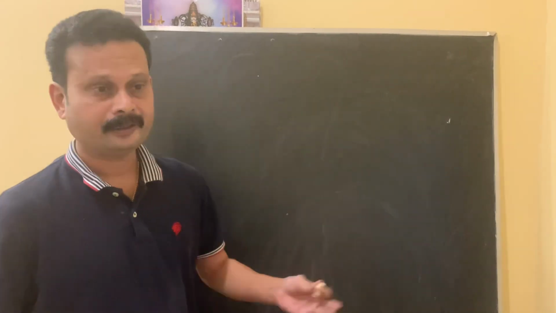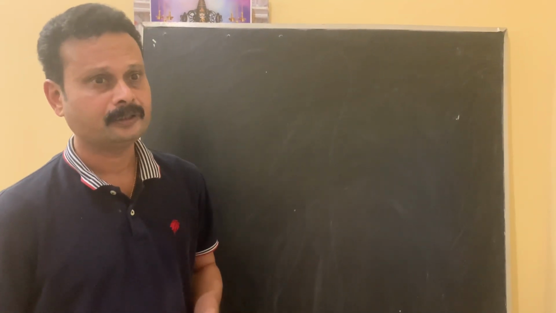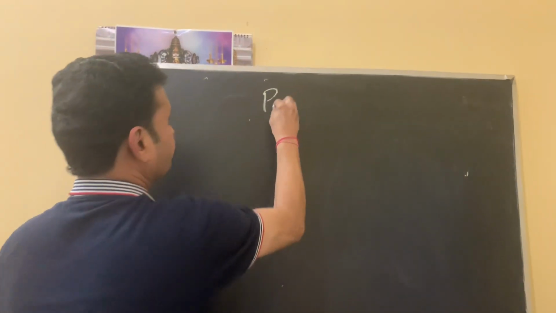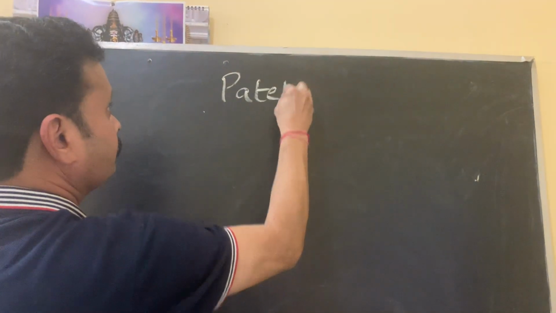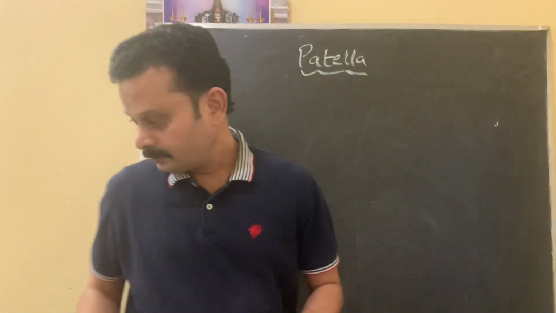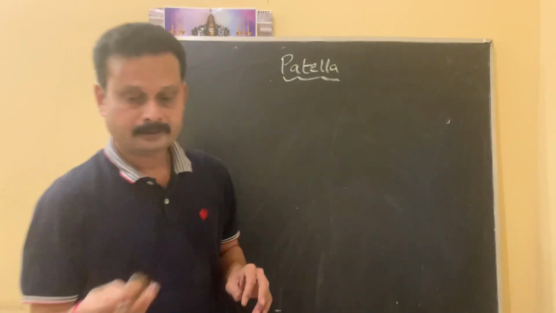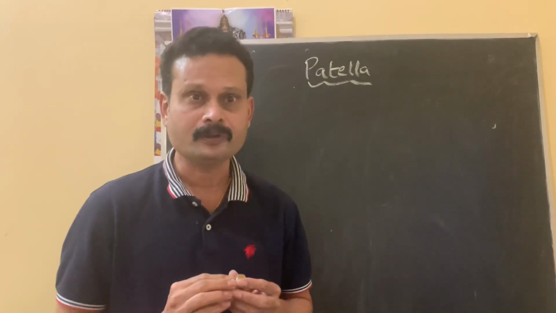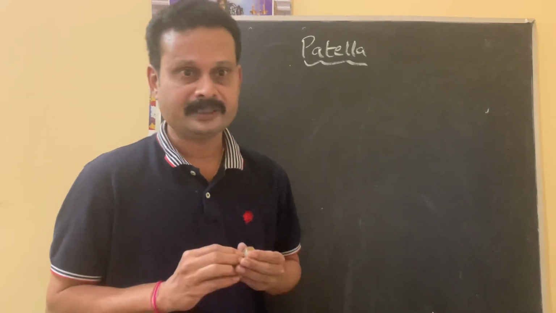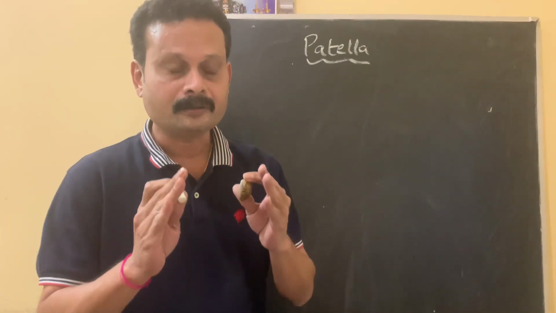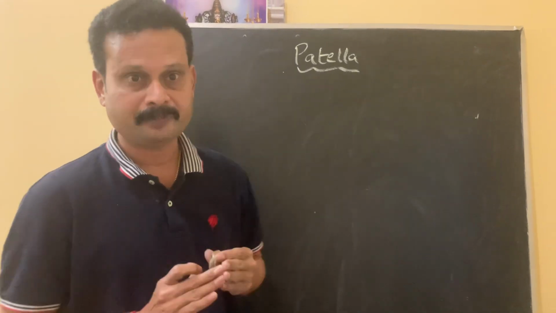Hi, let us today discuss the bone called patella. This patella is a sesamoid bone. Patella is a sesamoid bone which grows like a seed within the quadriceps muscle due to its repeated contraction.